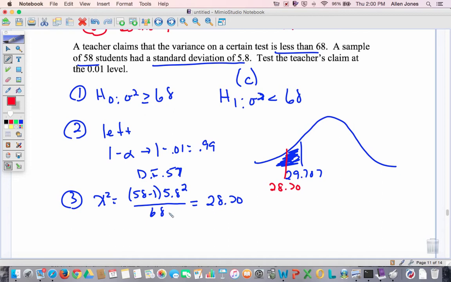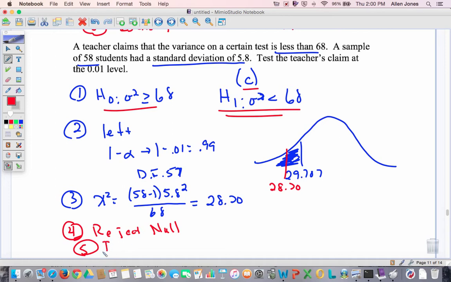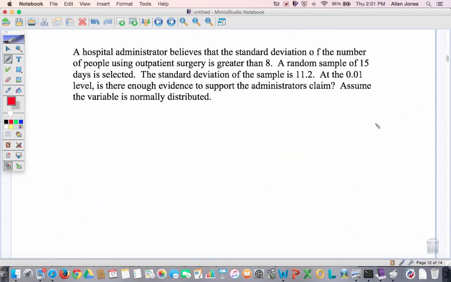Keeping in mind our scores all go from 0 on up, so 28.20 is going to be to the left of 29.707, which tells me this time to reject the null hypothesis. And since we reject the null, this is false, which means our alternative is true. Our claim is also true, so there is enough evidence to support the claim. All right, so noting we had the standard deviation given to us, we did have to square that to make it the variance. So just pay attention to those details there.